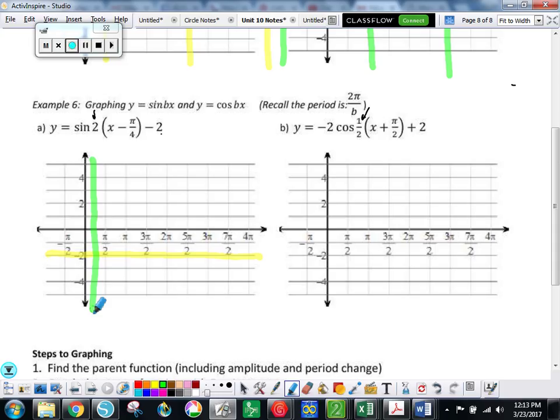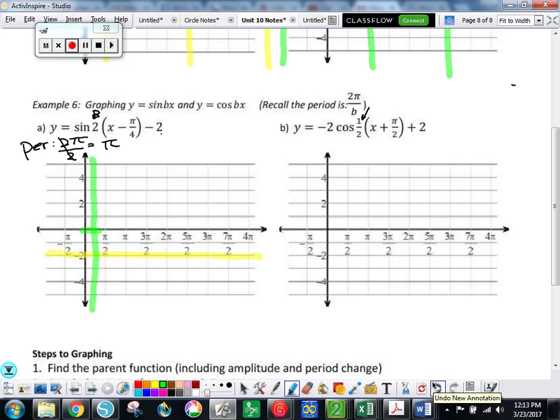Now we need to look at how big the period is, because in the past it was 2 pi, but in this case it's not anymore. The period is 2 pi divided by b, which is 2. So this number right here is your b value. So the period is pi long. Each box is worth 1/2.